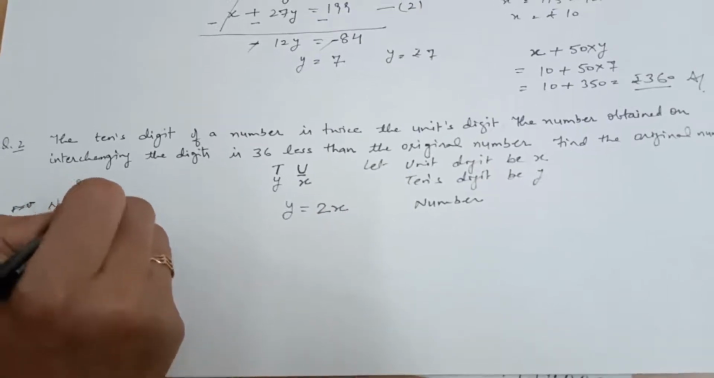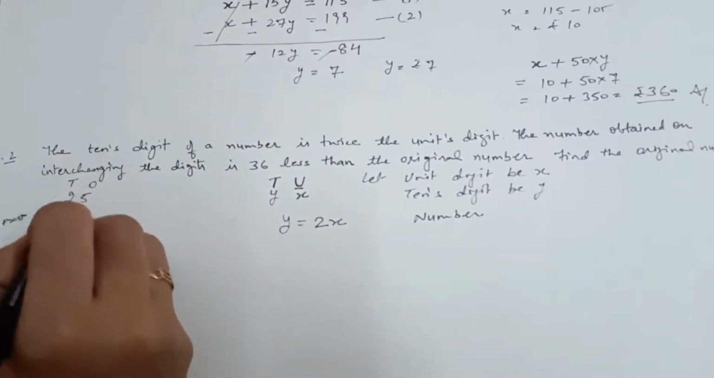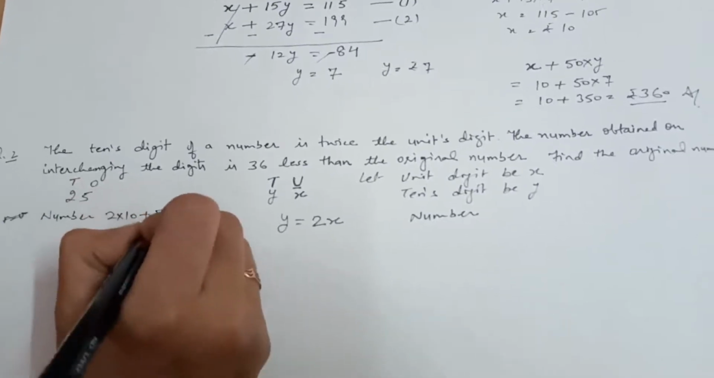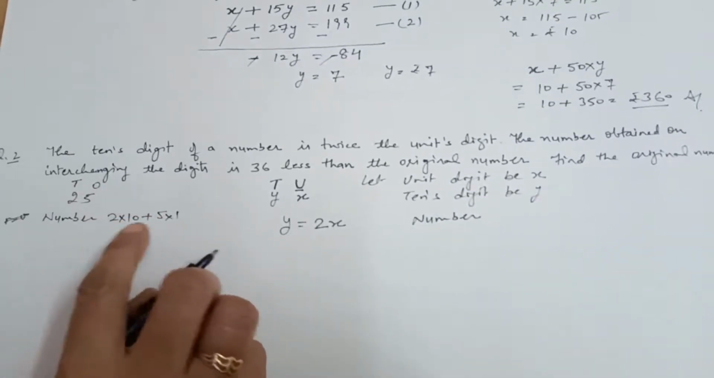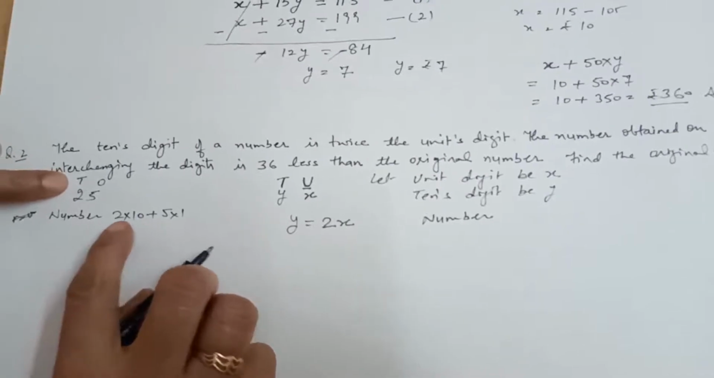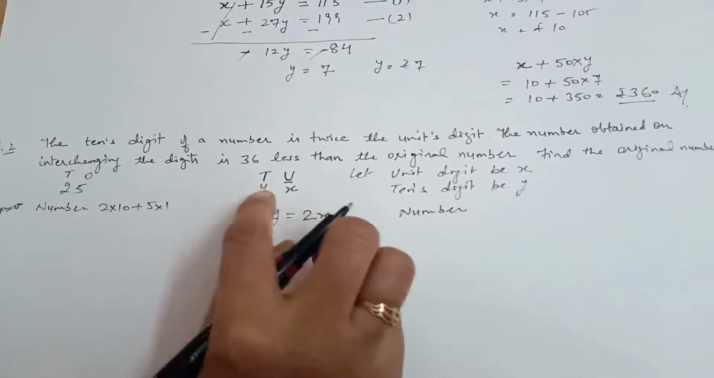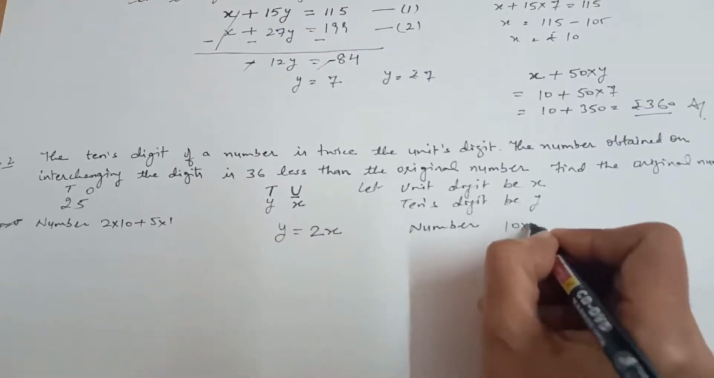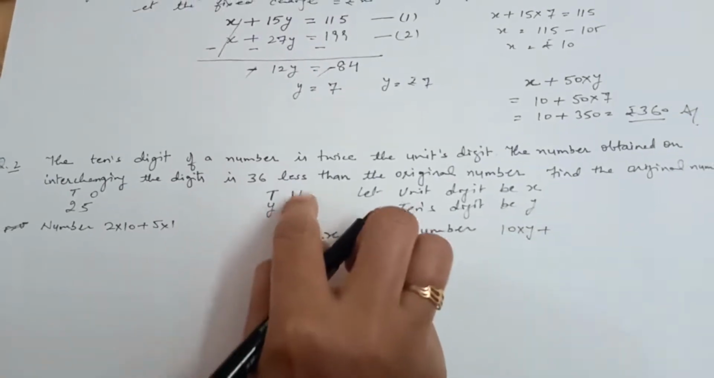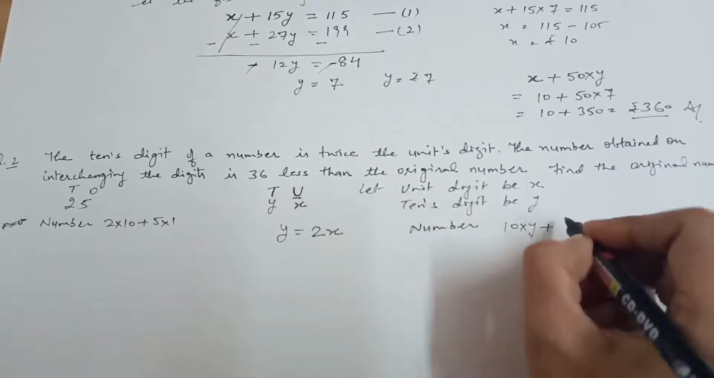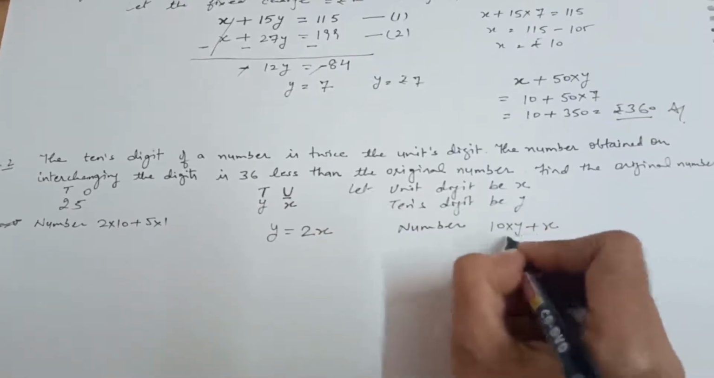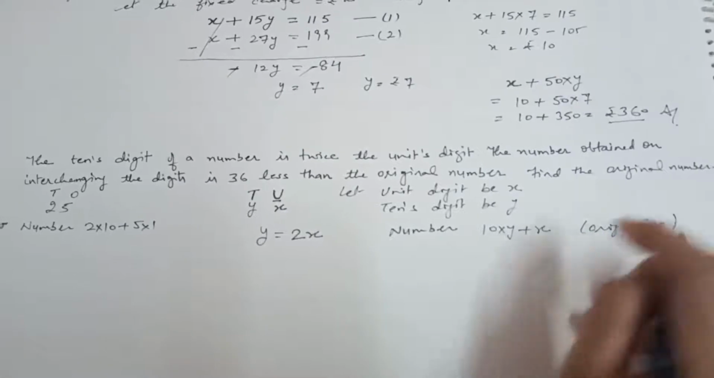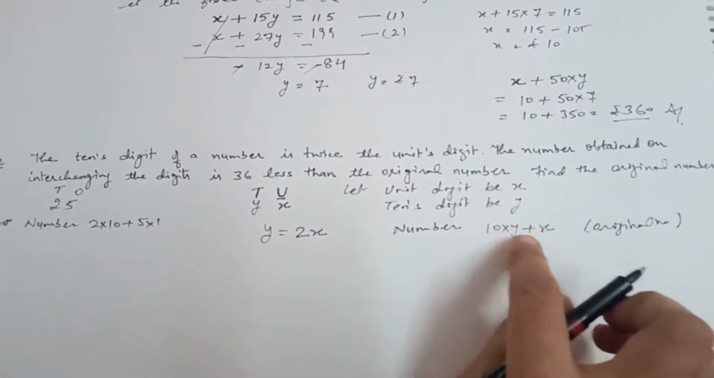How do I write the number? This is the ones place, this is the tens place. You write 2 into 10 plus ones place 5 into 1. You multiply each digit with its place value. So here it will be 10 into y plus x into 1. The unit place value is 1, so x into 1. This is your original number: 10y plus x.